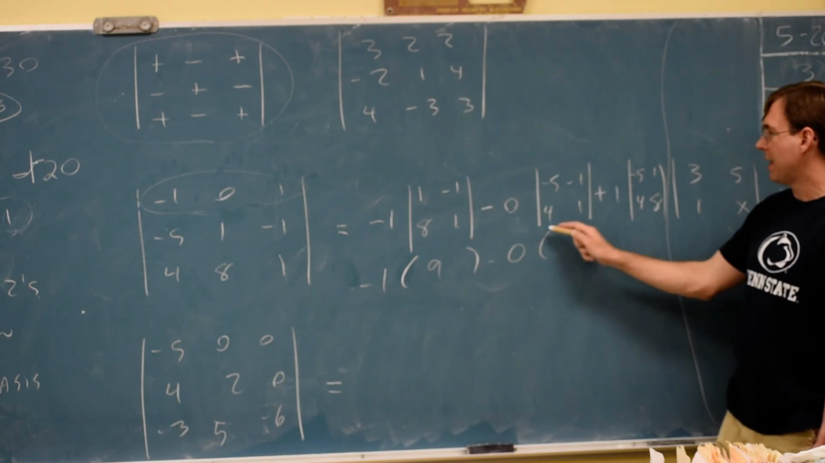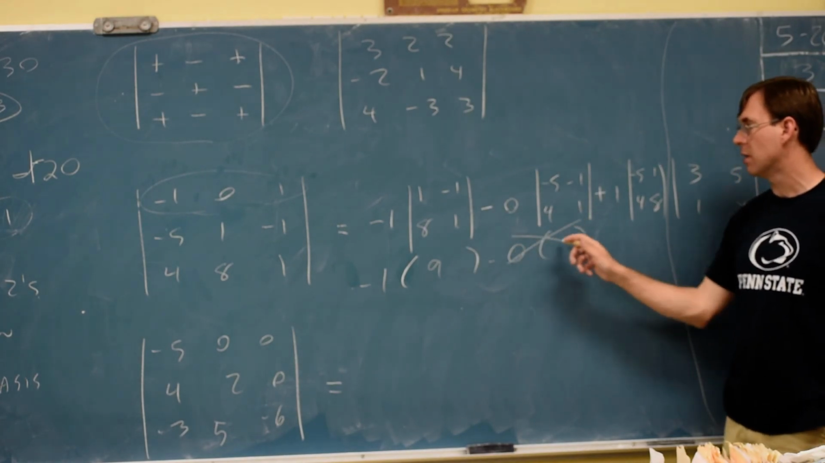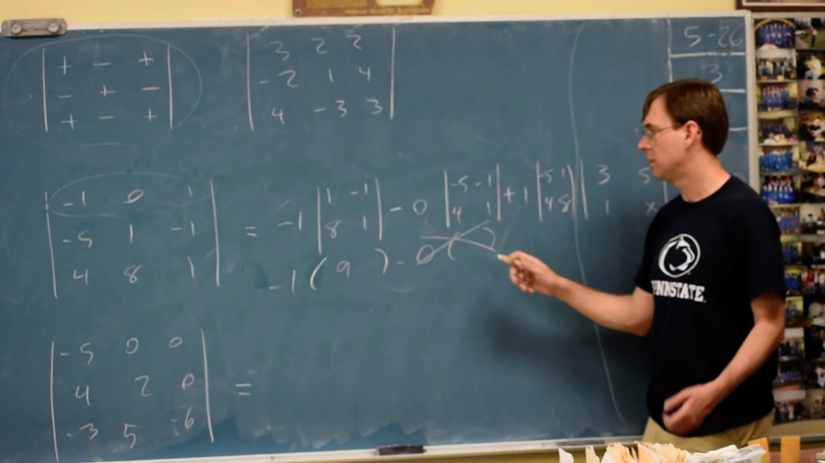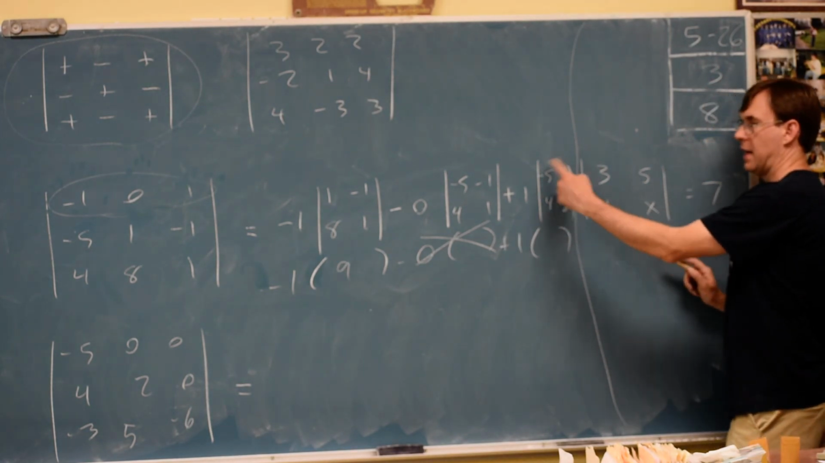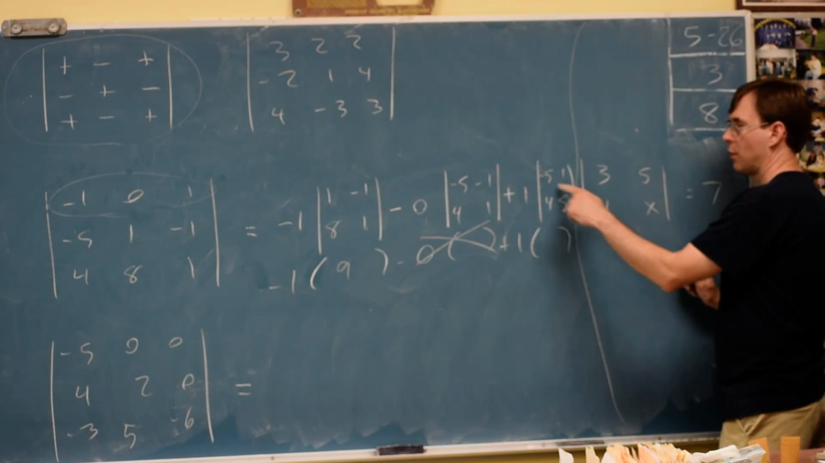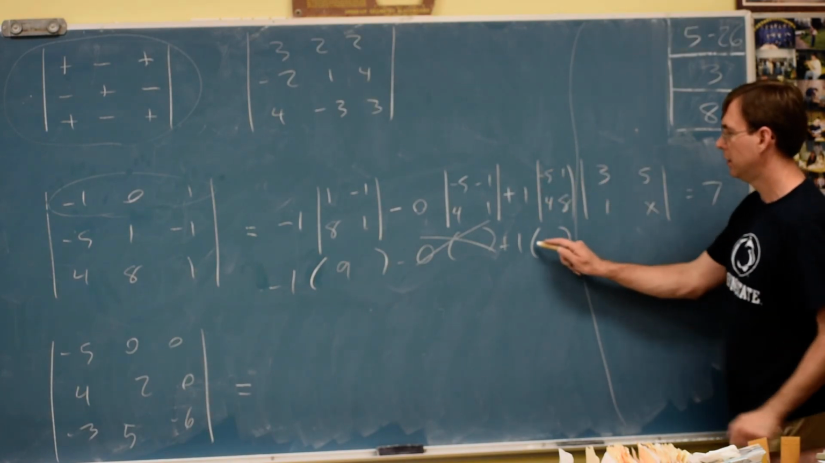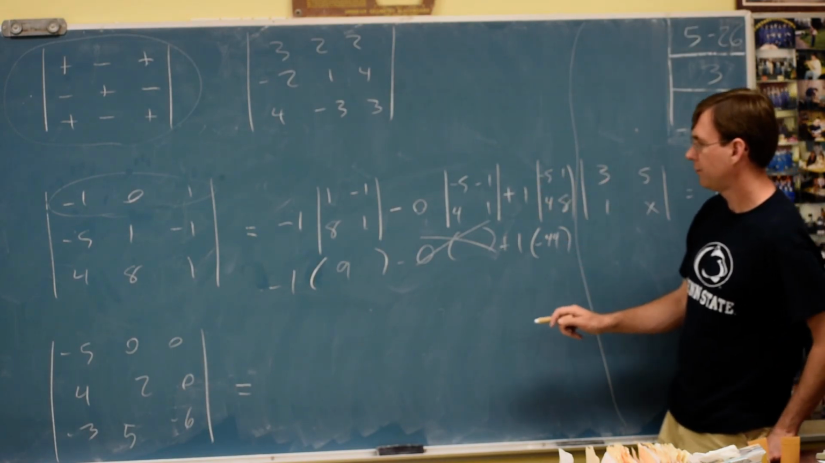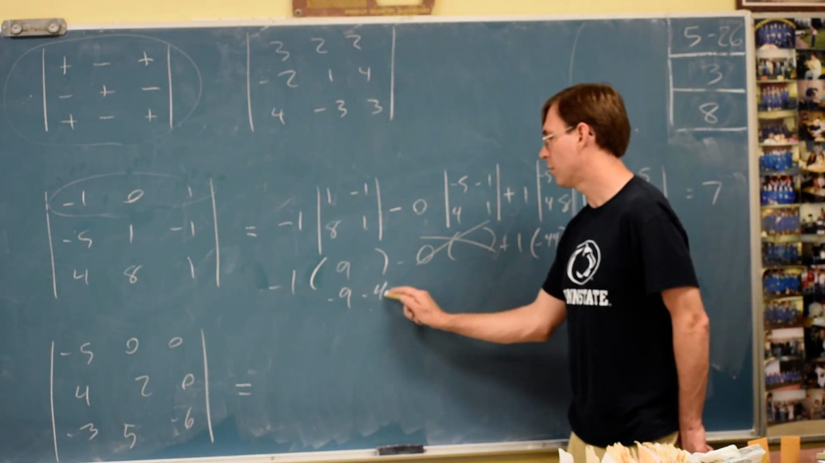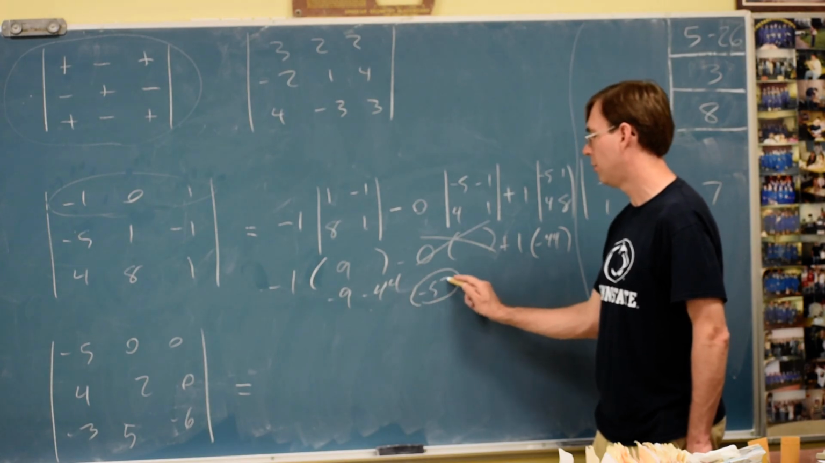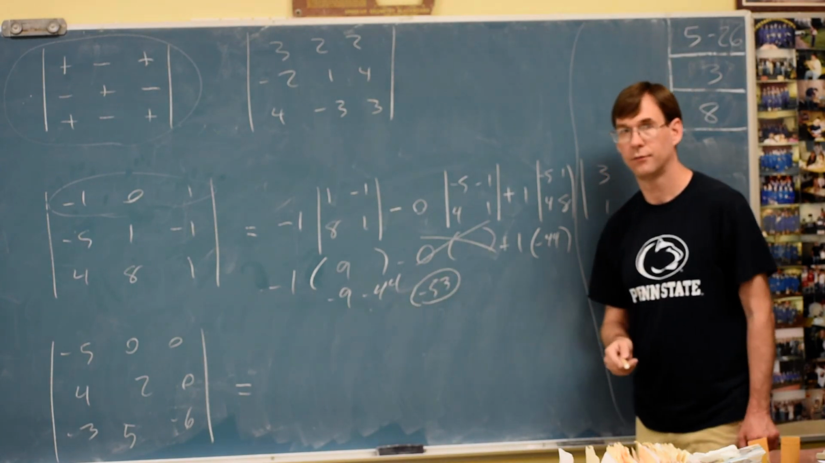0 is going to multiply this answer, but who even cares? Because 0 times anything is 0, so don't even do that math. +1 wants to multiply the answer from this zone. -40 minus 4 is -44. So this is -9, that's -44, grand total, -53.